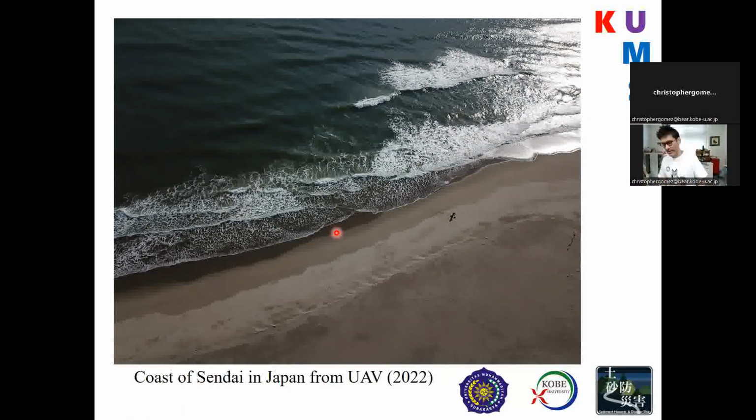And finally, this is another coast. I just went a couple of months ago, that's the coast of Sendai in Japan. And it's taken from UAV this time. And we are just north of the main Sendai plain, near the main harbor, near the port. And we were doing some UAV work there. And this time it's a very different coast again. This time it's only fine sand.